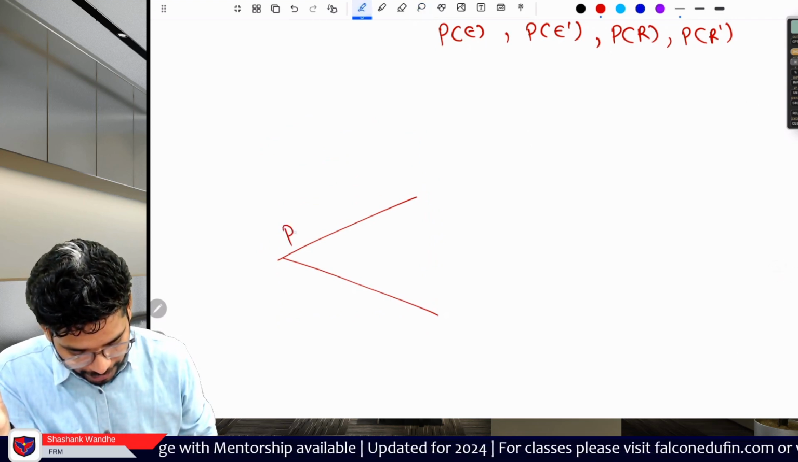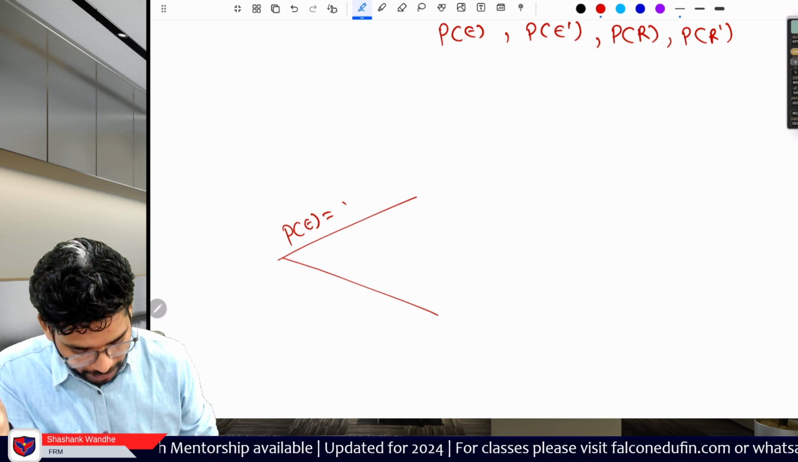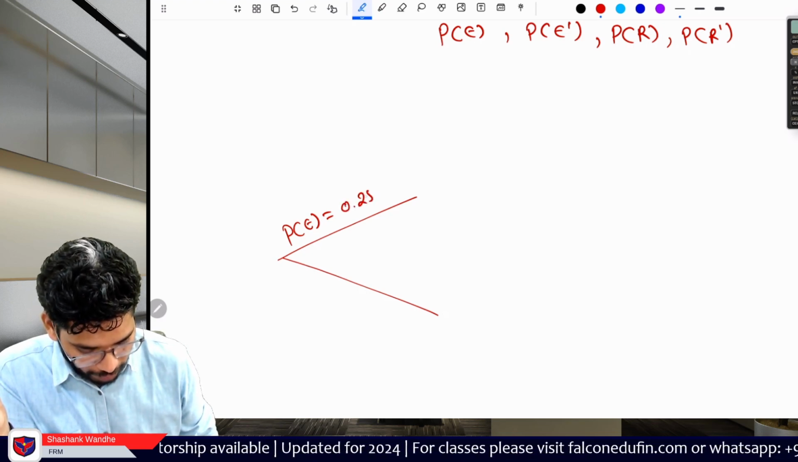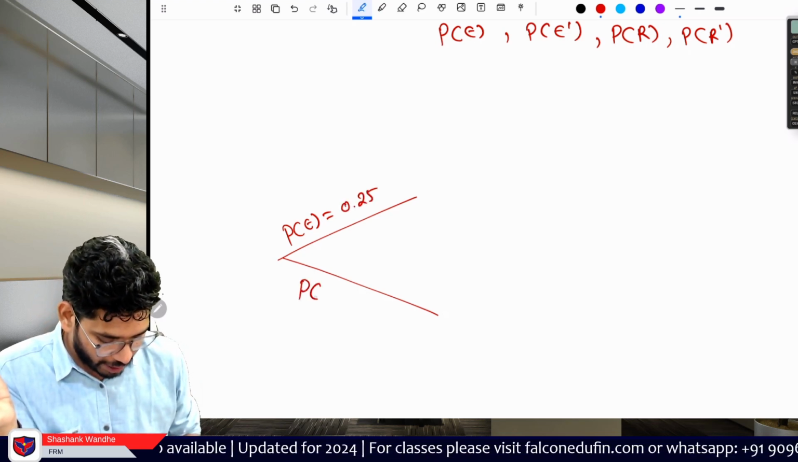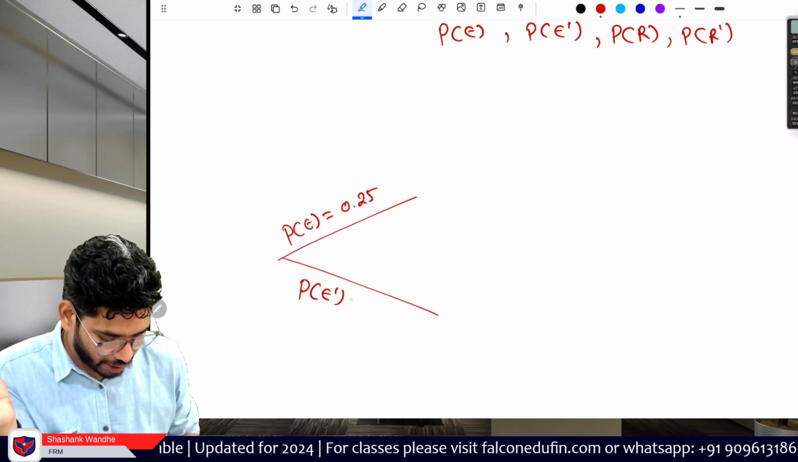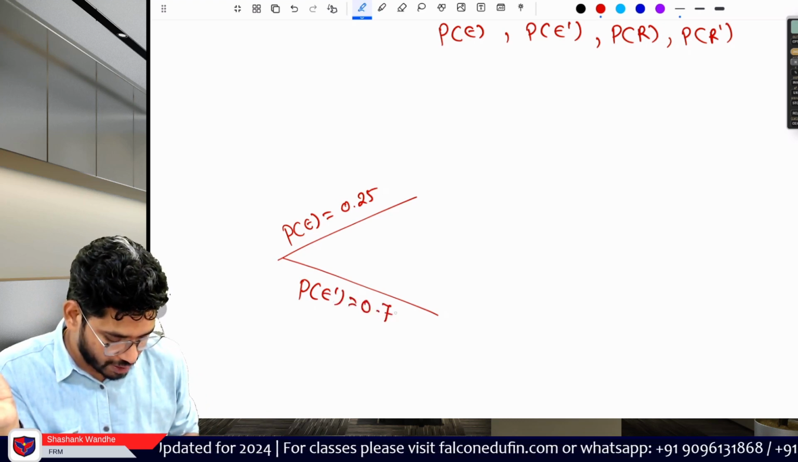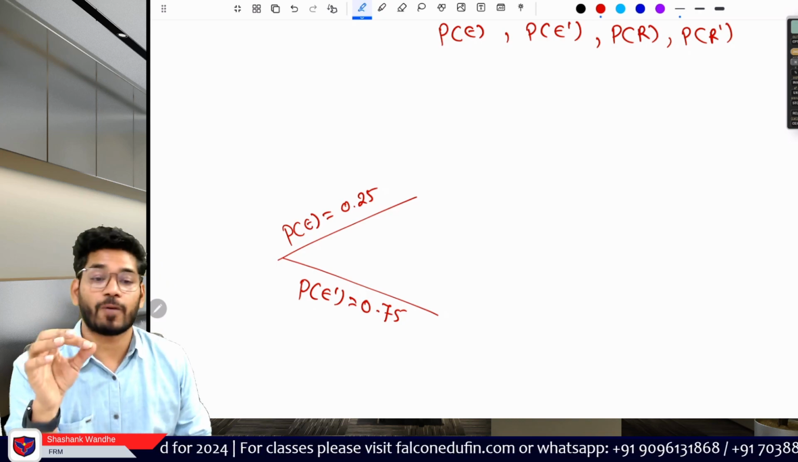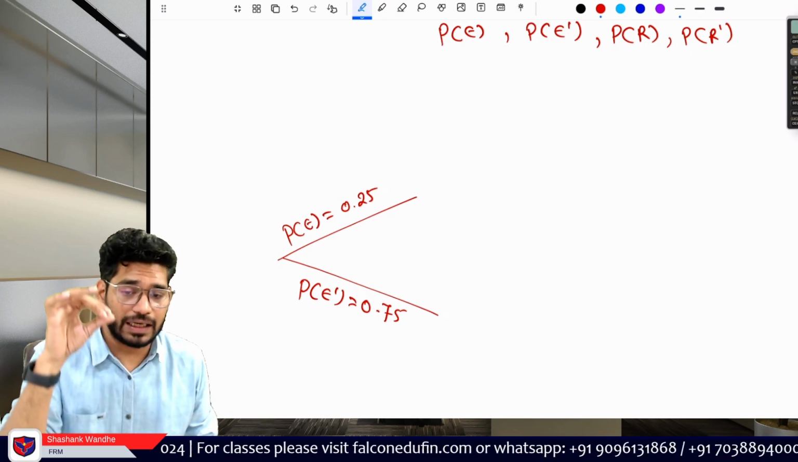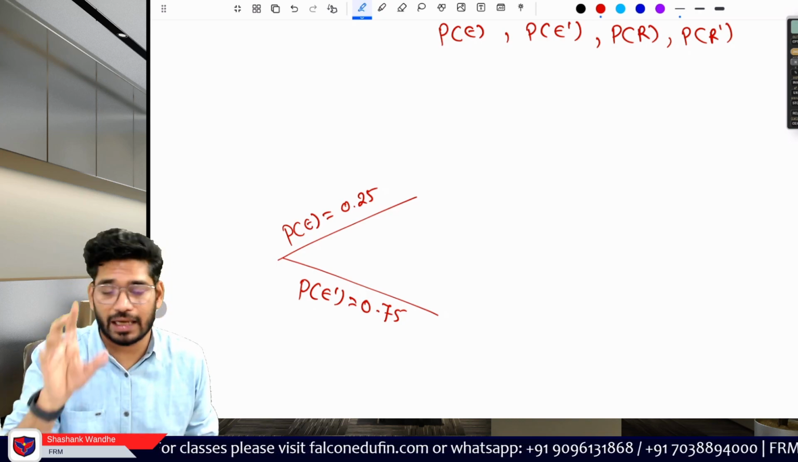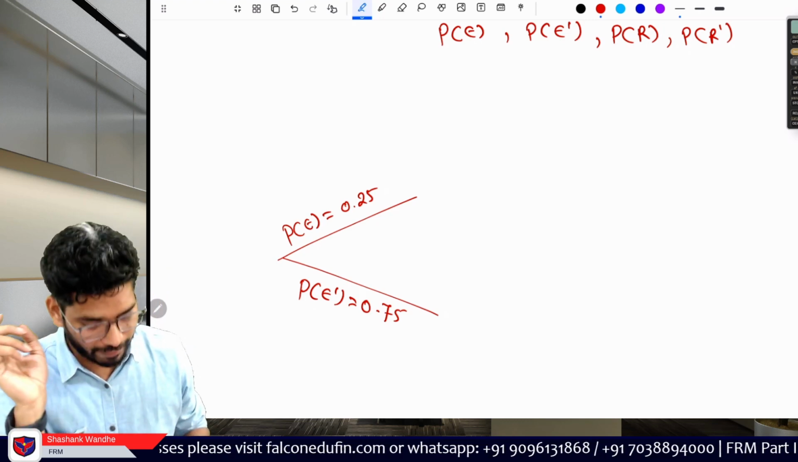First is the probability of expansion in the economy, and let's assume this probability is 0.25, and the probability of not expansion in the economy is obviously 0.75. To understand this example, you must know all the basics, and if you don't know the basics, please watch level 0.